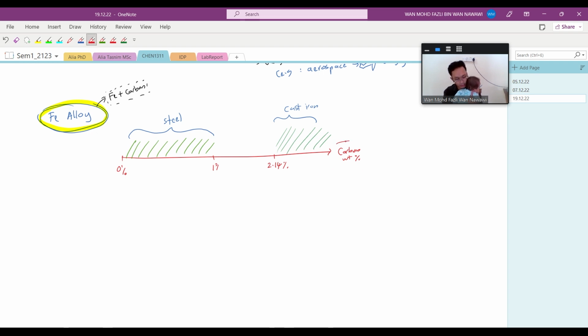You remember this carbon content. Imagine there are units of ferrum plus the carbon. If the carbon content is less than 1%, we call it steel. If the carbon content is above 2%, we call it cast iron. But in practice, normally in cast iron the amount of carbon is between 3 to 4.5%.